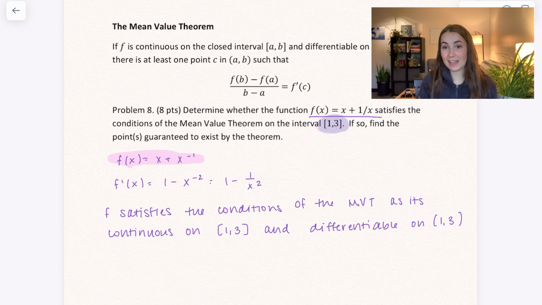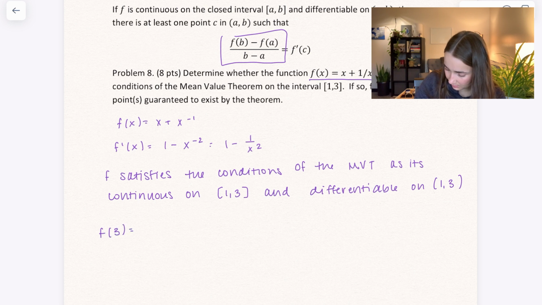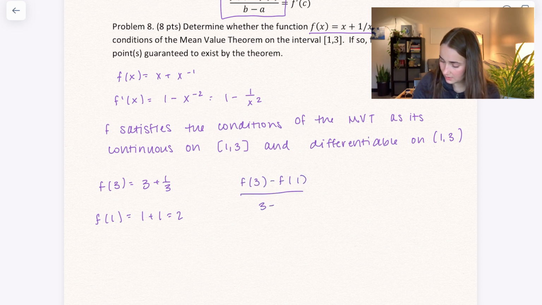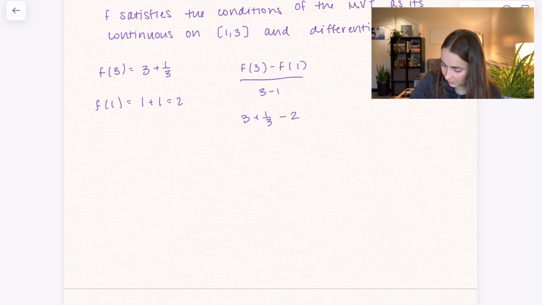Okay, so now that we have that it satisfies the condition, let's actually solve. First, let's plug in our values. So f of 3 is going to be equal to 3 plus 1/3. And then f of 1 is going to be equal to 1 plus 1, which is equal to 2. So let's set it up. We have f of 3 minus f of 1, all divided by 3 minus 1, which is going to be 3 plus 1/3 minus 2, divided by 2.